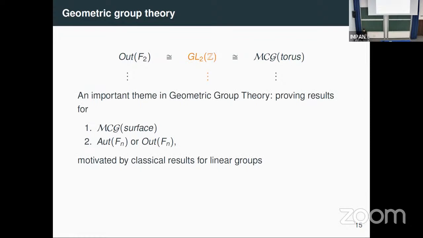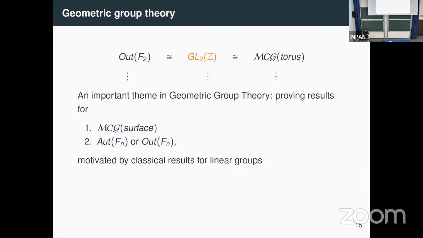So basically we have mapping class groups of surfaces, linear groups, and these outer automorphism groups of free groups. These three classes are thought of as being similar, and the reason for this is this isomorphism that happens for n equal to 2. So Out(F2) is the same as GL2(Z), which is the same as the mapping class group of the torus.